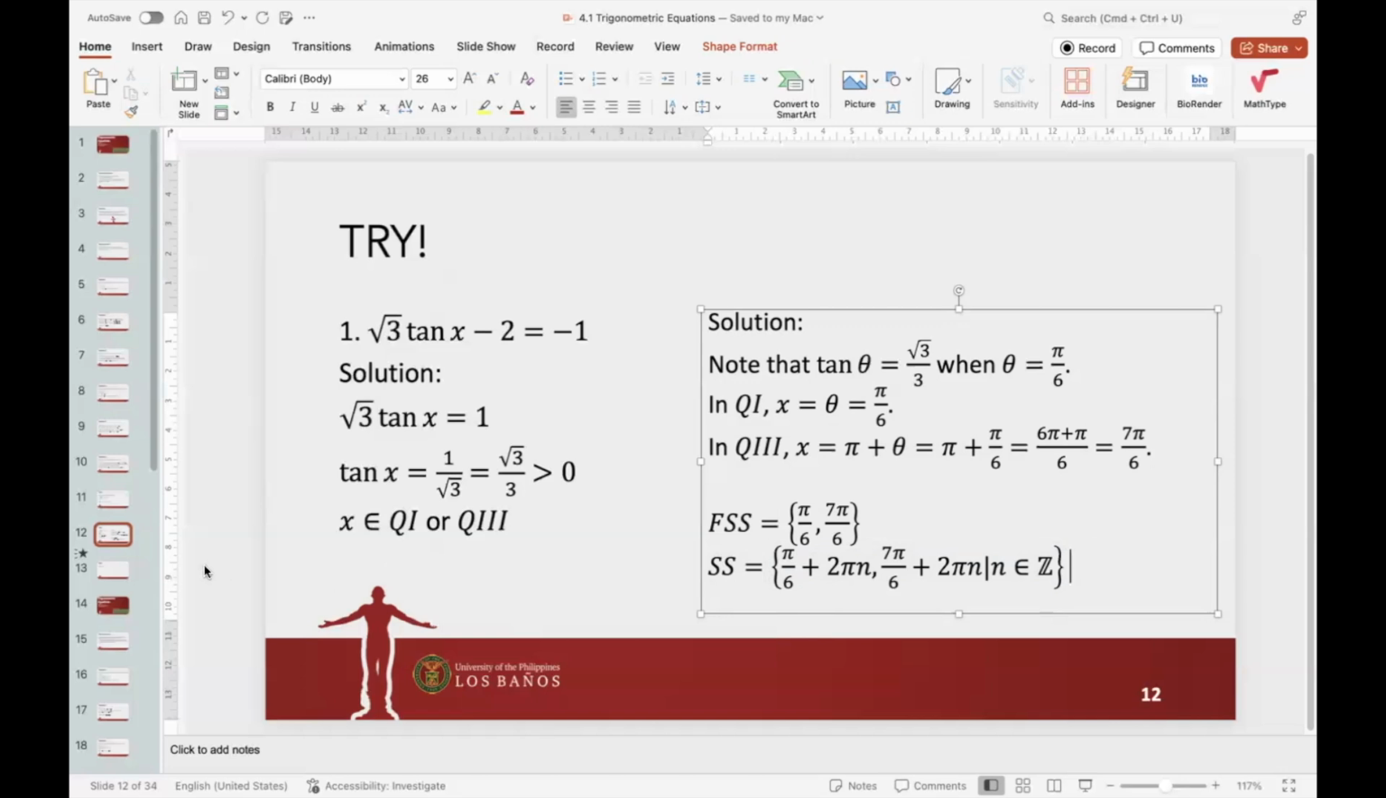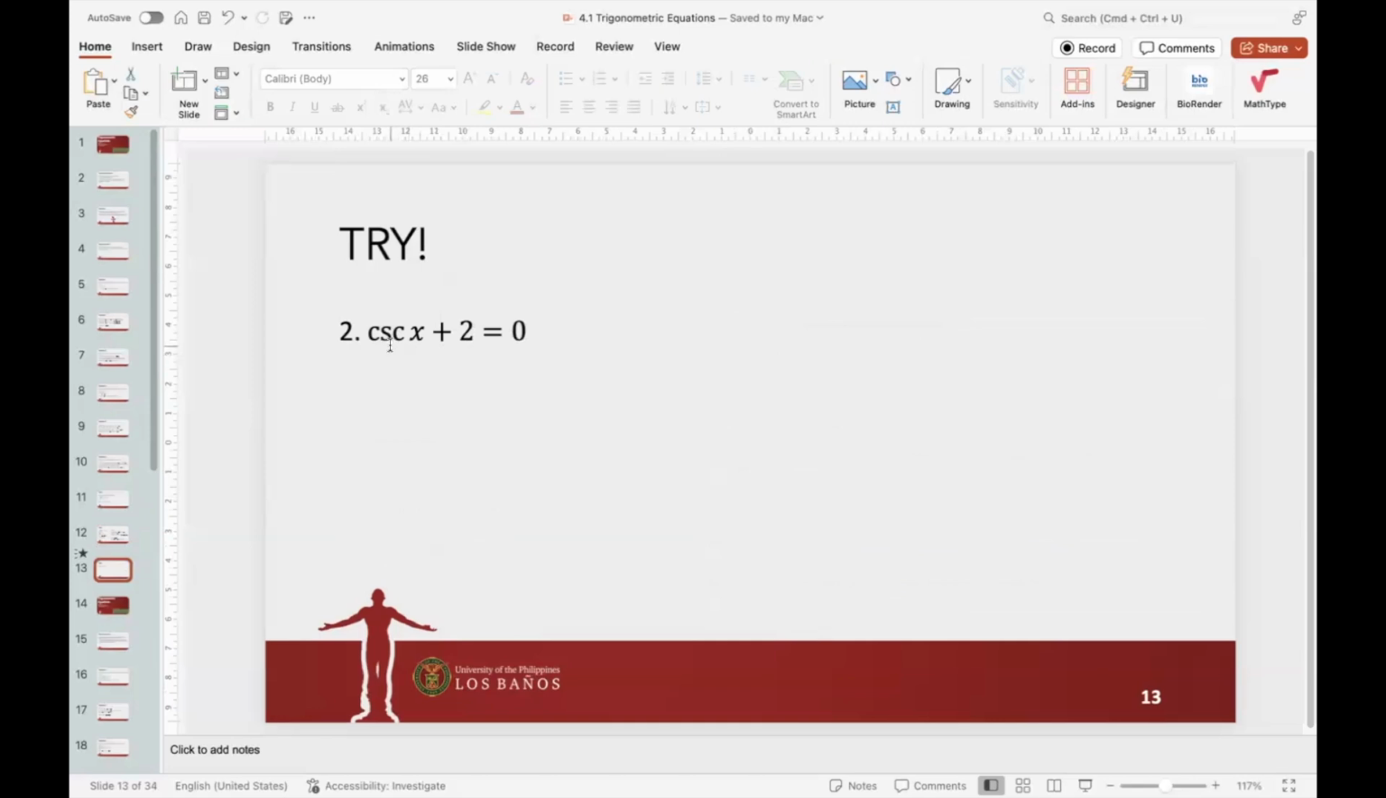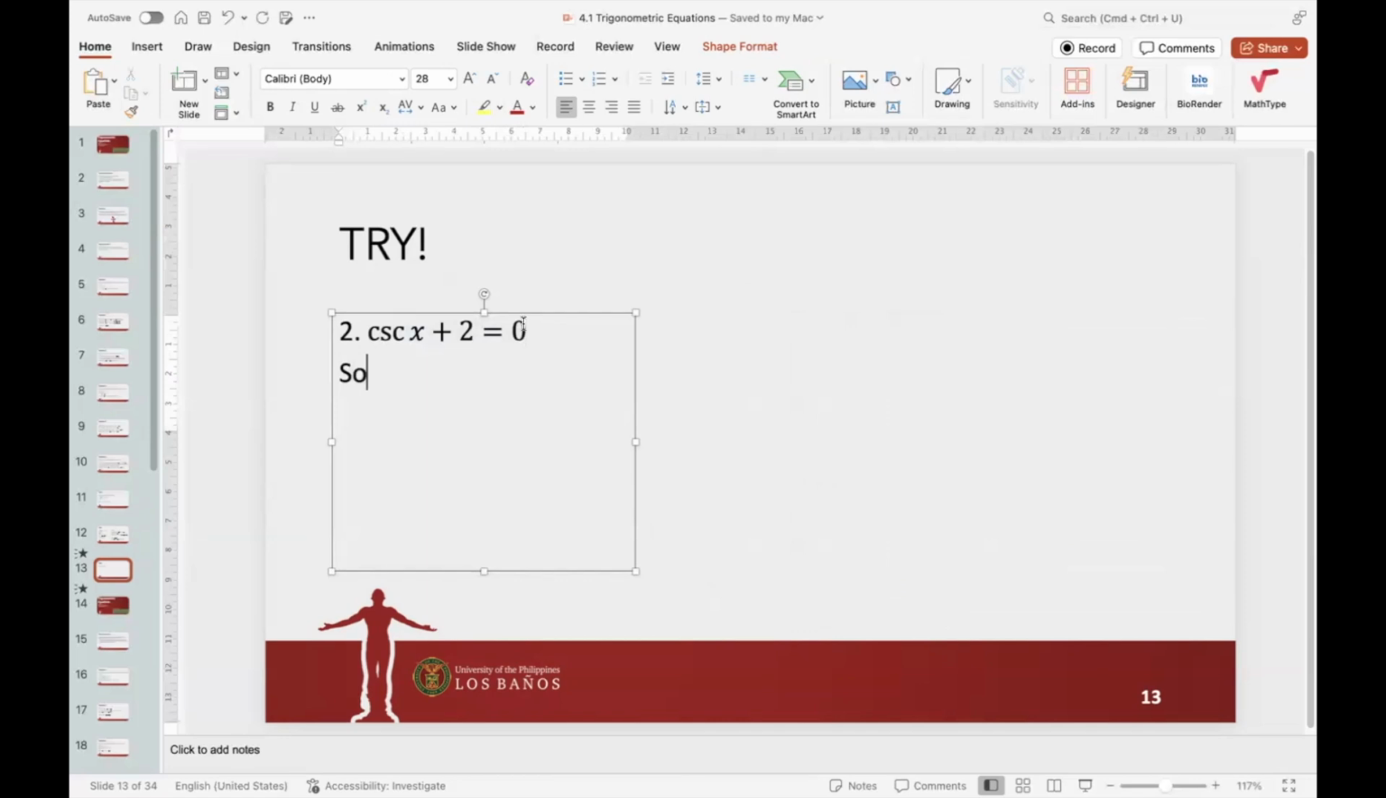All right? So now let's try to look at our second problem. We want to solve for cosecant x plus 2 equals 0. Okay? So, again, since only one trig function is involved, we are going to just isolate cosecant x. We can do that by adding negative 2 to both sides. So we will get cosecant x equals negative 2.